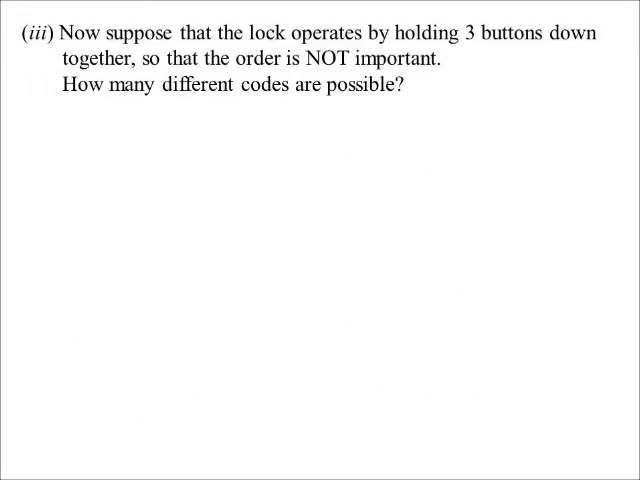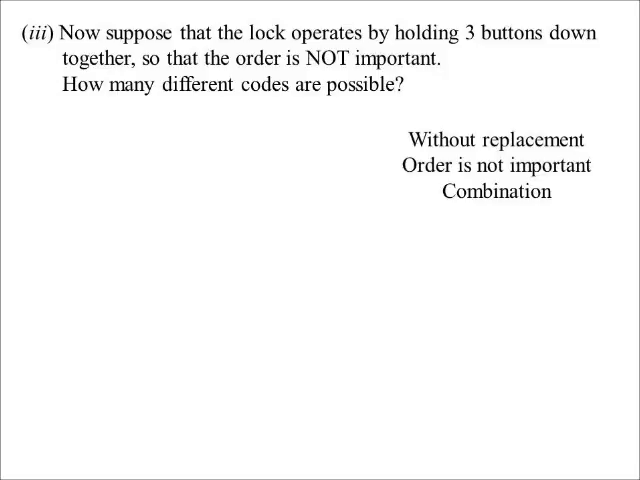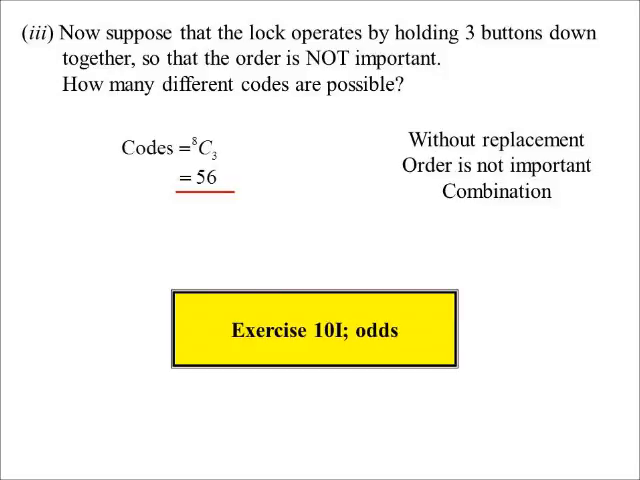The third one was the one I was thinking down, where we hold the 3 buttons down at once. So the order's not important because we're just hitting all 3 at once. So now it becomes a combination. 8C3, 56.